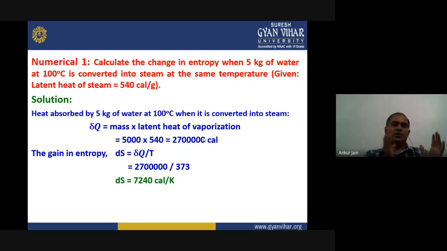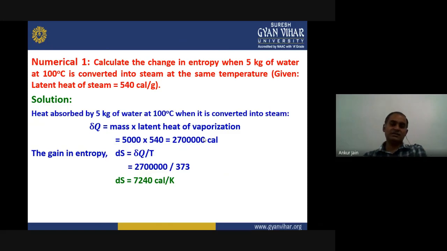Now, since we have already recalled all the concepts, all the important phenomena related to entropy, then we can move to numericals now. So the first numerical is saying: calculate the change in entropy when 5 kg of water at 100 degrees is converted into steam at the same temperature. It is important to see that the temperature should be the same. Given latent heat of steam is 540 calorie per gram.